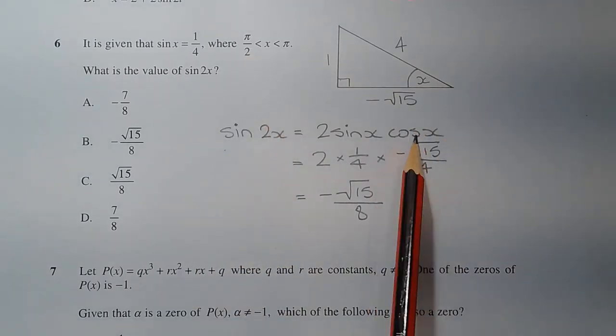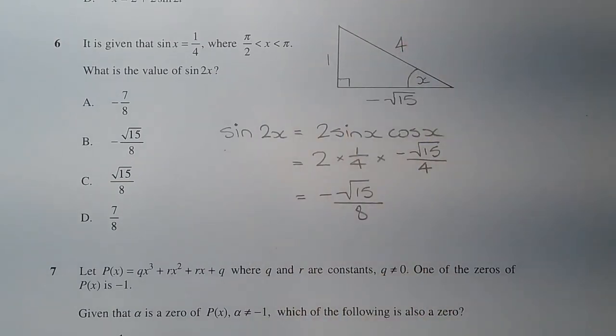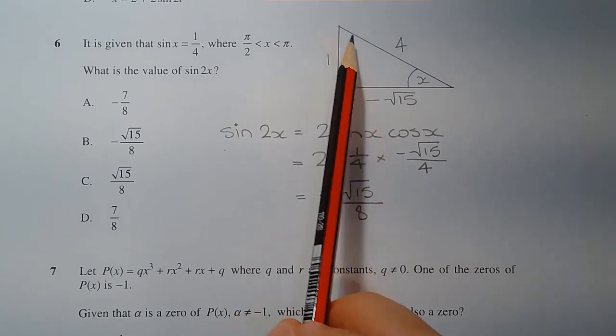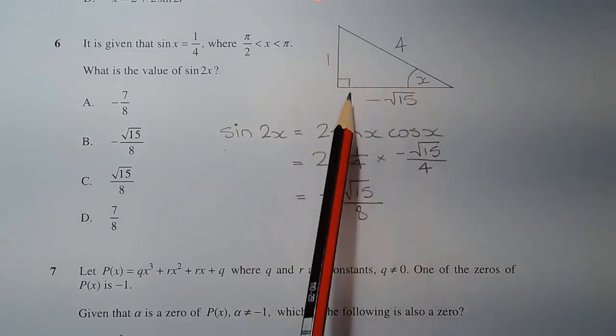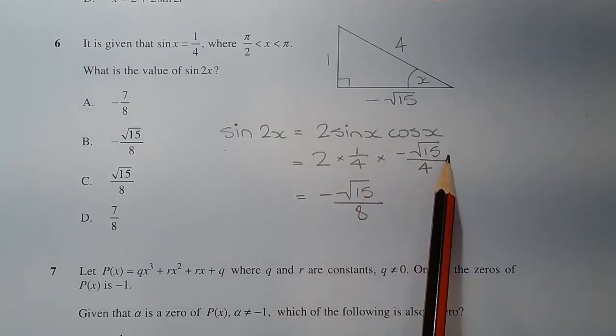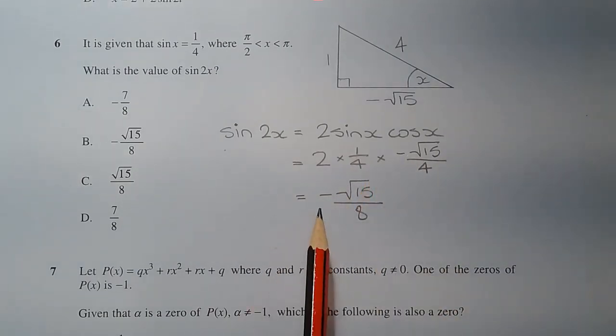To find the value of cos x, we can use a right angle triangle. Now if sine x is equal to 1 over 4, that means the opposite side is 1, the hypotenuse is 4, hence the adjacent side will be negative square root of 15 since it's in quadrant 2. So sine 2x is equal to 2 multiplied by 1 over 4 multiplied by negative root 15 over 4, which equals negative root 15 over 8, hence the answer is option B.